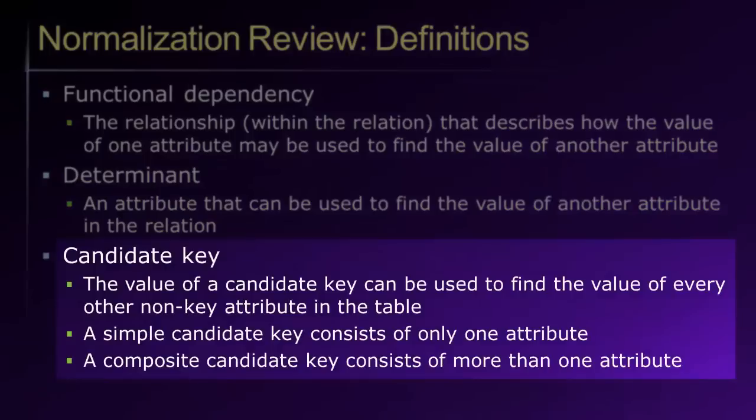Finally, recall the concept of a candidate key. And a candidate key is simply an attribute whose values can be used to determine or to find the value of every other non-key attribute within a row. And these candidate keys can come in a few different flavors, one being a simple candidate key, which consists of the value of just a single attribute, and the other being a composite candidate key whose uniqueness comes by combining the values of two or more attributes.